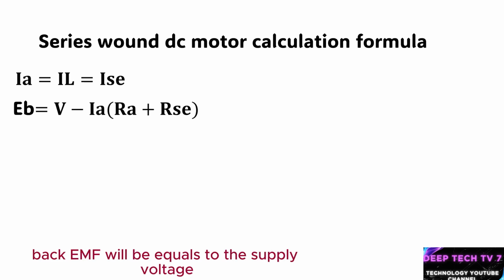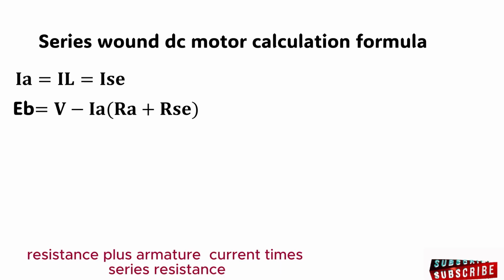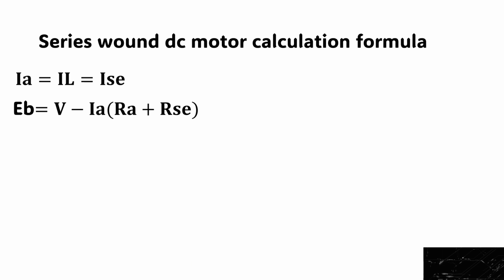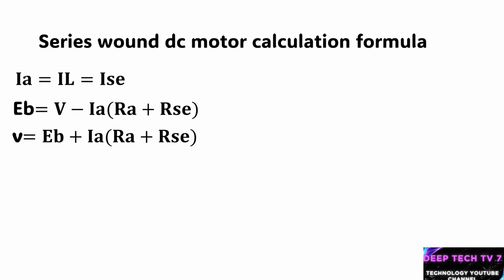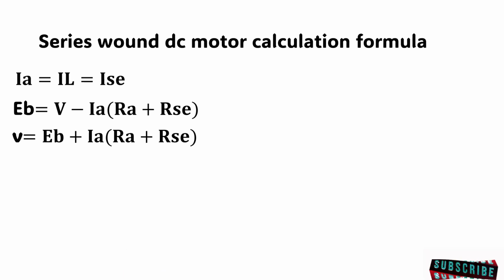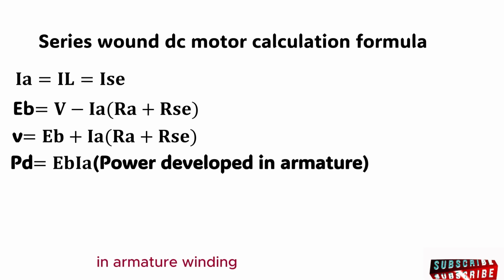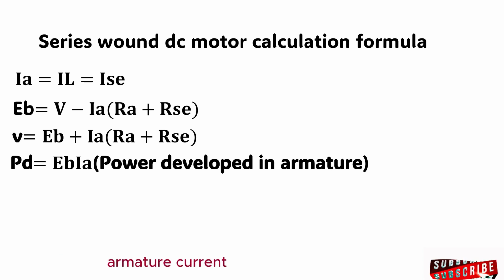back EMF will be equal to the supply voltage minus armature current times the armature resistance plus armature current times series resistance. Supply voltage will be equal to the back EMF plus voltage drop in armature plus voltage drop in series field winding. Power developed in armature winding will be equal to the back EMF times armature current.